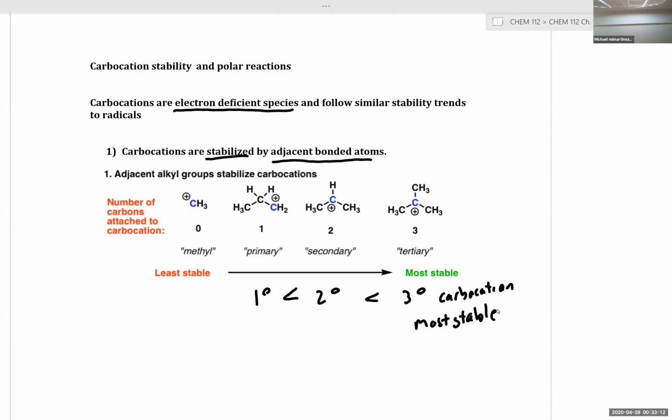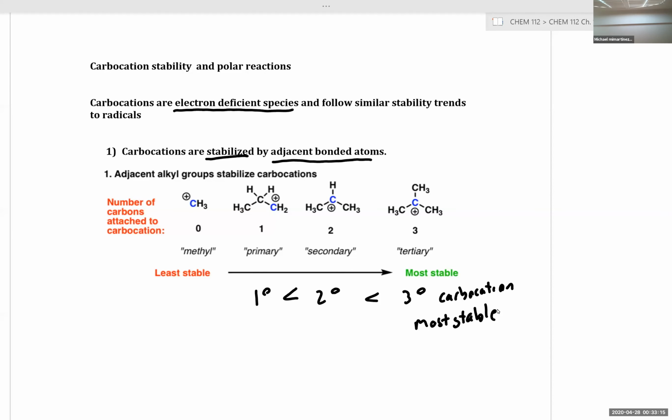Okay, so when we last left off, just as a recap, we discussed radical stability last session. Now we're going to be discussing carbocation stability. Carbocations are electron deficient species, and as a result, they're stabilized by adjacent bonded atoms. So as we move from primary to secondary to tertiary, our carbocation stability increases. Okay, so the tertiary carbocation is our most stable carbocation.